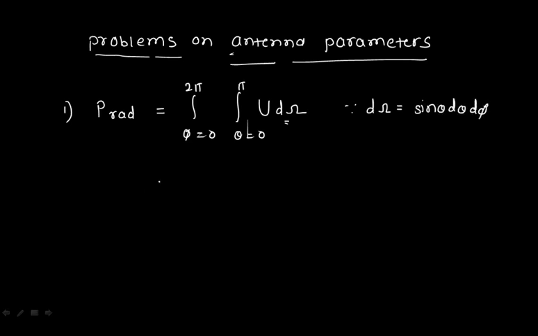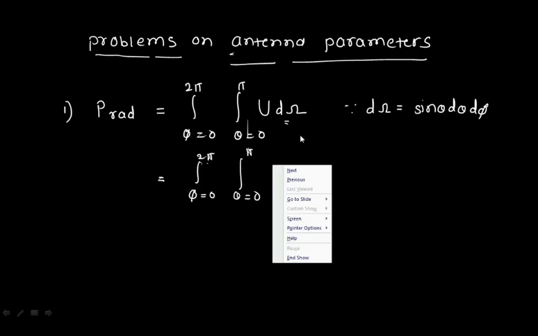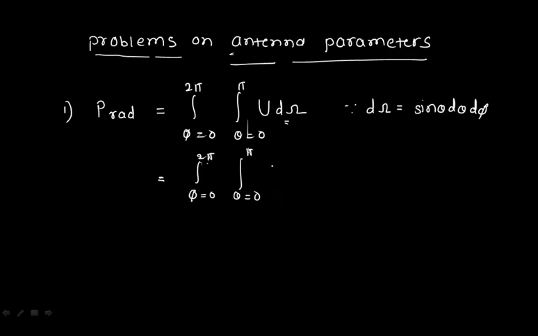If I write this formula again, phi goes up to 2 pi, theta will be from 0 to pi, and this will be U sine theta d theta d phi.